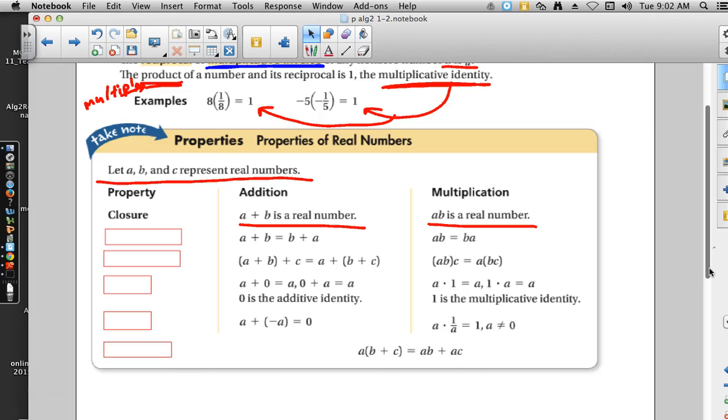This is called closure. Because what they're saying is if you are in the real number system and you add two real numbers together, that system is closed. It's going to stay in the real number system. And A times B, a real number times a real number, will also stay inside that real number system. That system is closed.